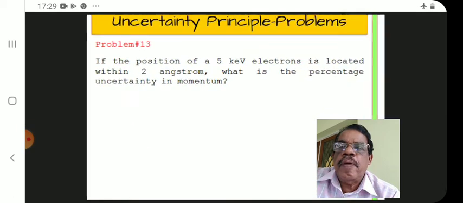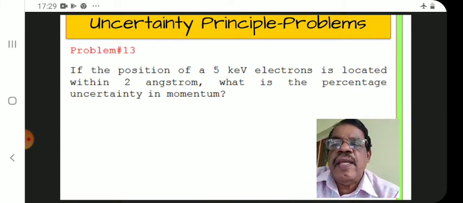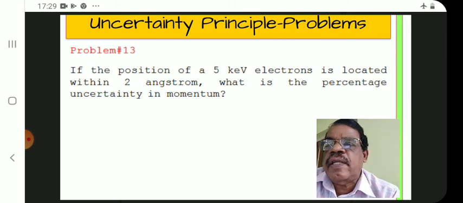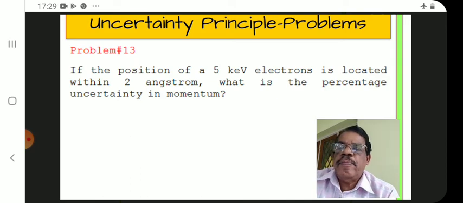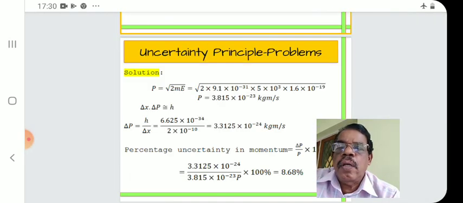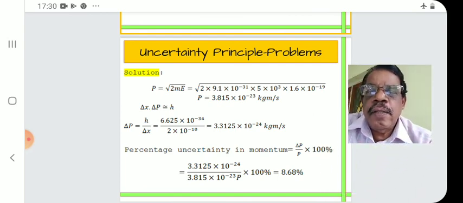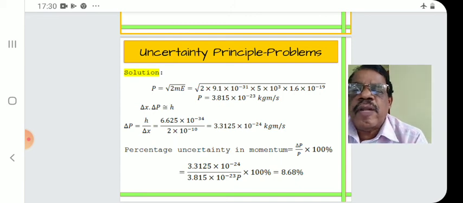Next problem. If the position of a 5 keV electron is located within 2 angstrom, what is the percentage uncertainty in momentum? It's a repetition problem. You see the answer once again. We have done a similar problem.